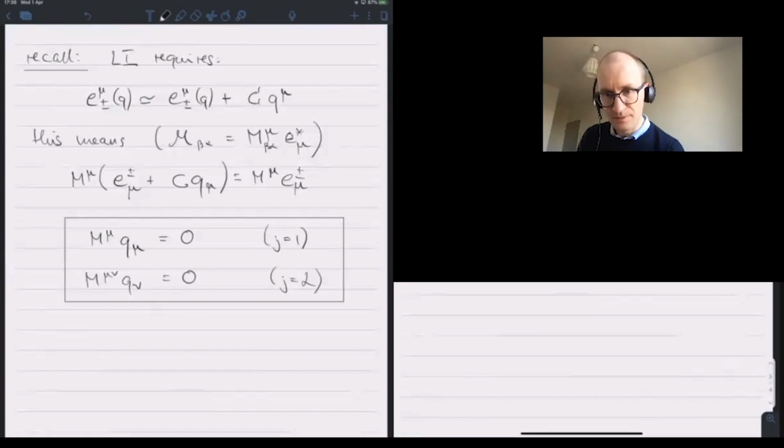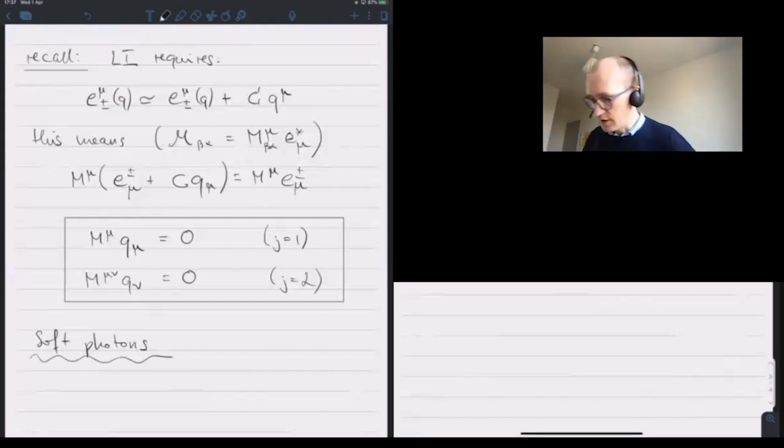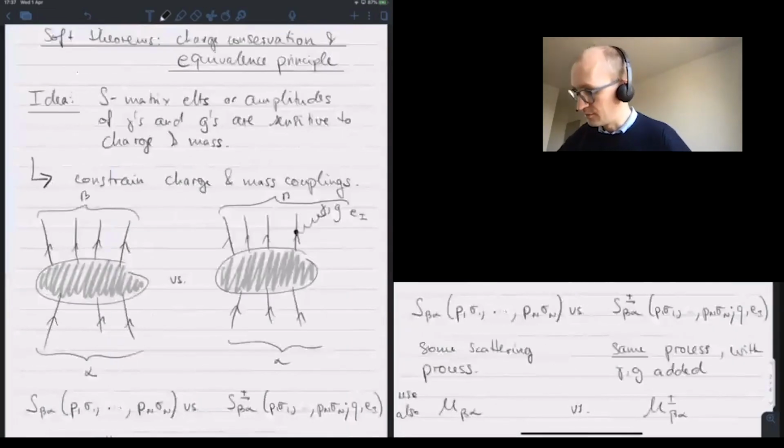Well, let me now go into more details regarding soft photons. So, of course, when I drew the soft photon process earlier, I was a little bit cavalier because I just put it on a particular outgoing line. Maybe I will remind you of this. I just put it on this outgoing line.